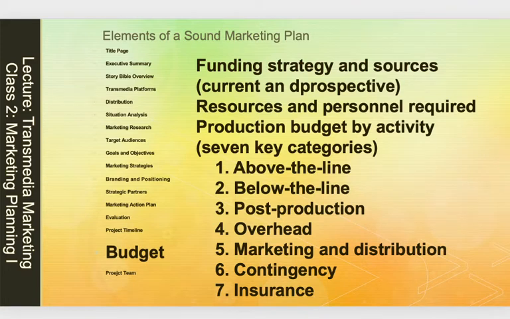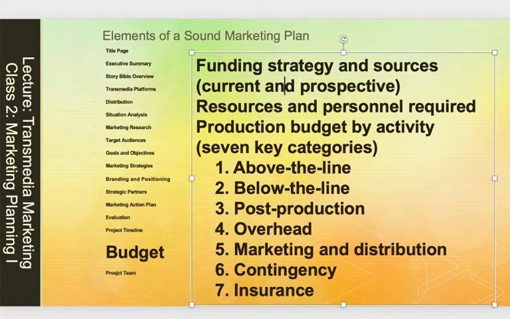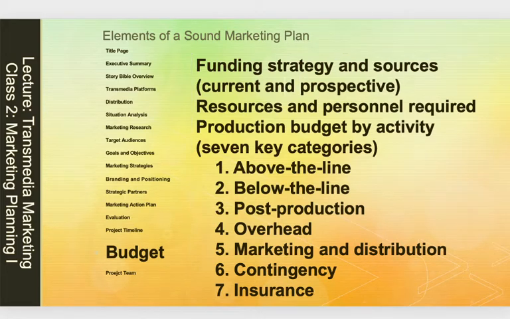So the budget includes funding strategy and sources, current and prospective. Resources and personnel required. Production budget by activity. And under that, there are 7 key categories. Above the line includes creatives such as producers, directors, writers, actors, casting directors, and then there are costs for travel, development, assistance, stuff like that.